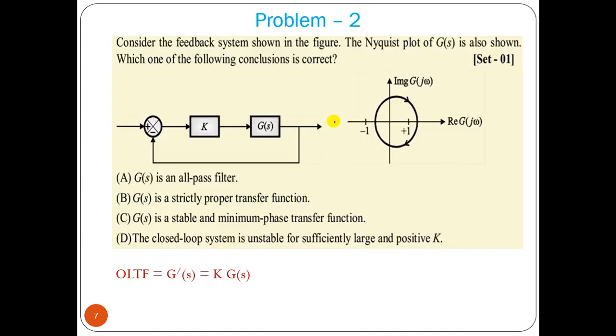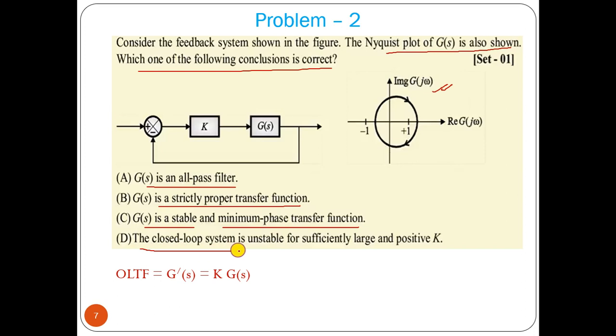Now let us solve another problem, problem number 2. What is given here? Consider the feedback system shown in the figure. The Nyquist plot is shown. Which one of the following conclusions is correct? So this is the Nyquist plot. The conclusions given are: G(s) is an all pass filter, G(s) is a strictly proper transfer function, G(s) is a stable and minimum phase transfer function, and the closed loop system is unstable for sufficiently large and positive value of k.